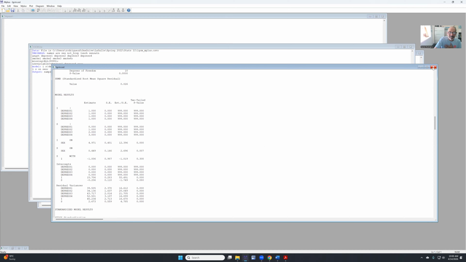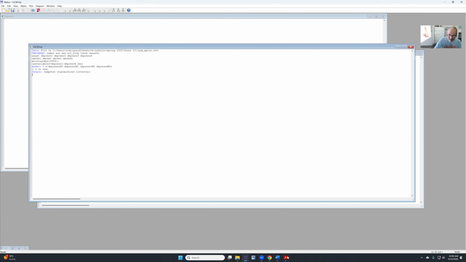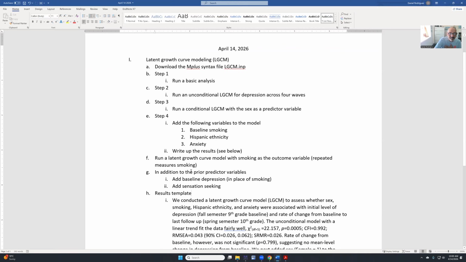So let's keep on adding variables. The next step I needed was to add baseline smoking, Hispanic ethnicity, and anxiety. Let's say I was interested primarily in whether or not anxiety affected the, well, even though there should be correlated, I mean, they are pretty correlated. But if that was our primary interest that impacted rate of change, then I would start here, right? But I would control for these other variables first, like sex, baseline smoking, and ethnicity.